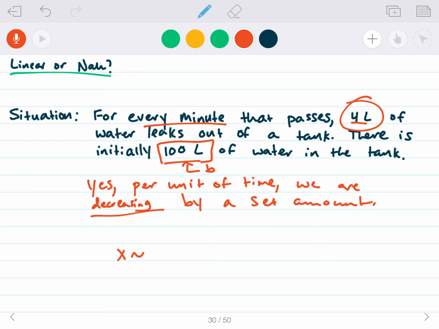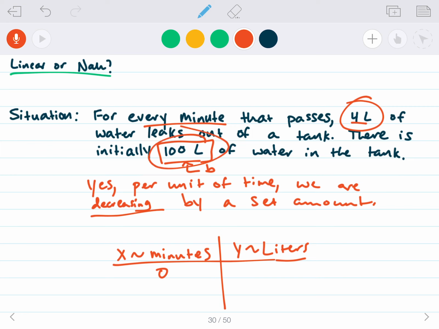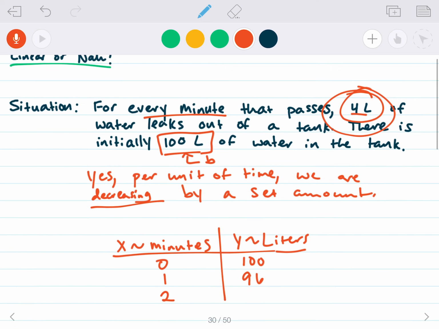So here, our unit of time is minutes. So x is going to be in minutes that pass, and y is going to be in liters. Okay, so after no time has passed, at 0 minutes, that's our starting value, we have 100 liters in the tank. After a minute passes, now we're going to take away 4 liters from that 100. So 100 minus 4 is 96. After 2 minutes, again, another 4 liters leak out, so 96 minus 4 is going to be 92.